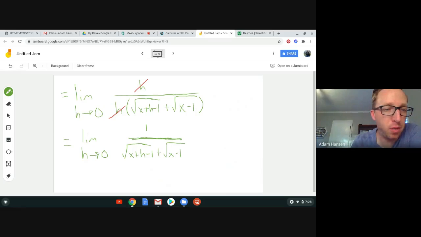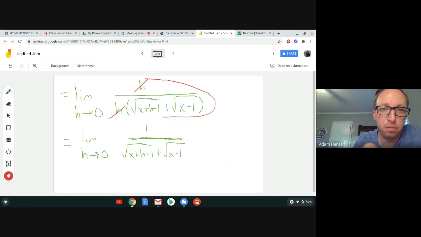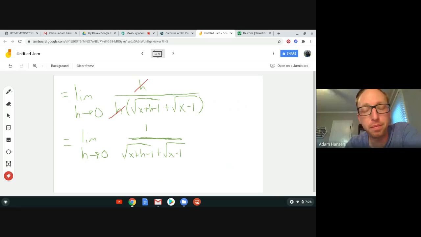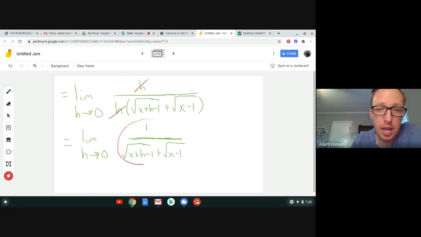Now we've actually done something rather important here. Before I canceled out the h in the line up above, could I substitute in 0 for h? No. I'd be dividing by 0 in doing so, and that'd be undefined. After I cancel out that h, am I allowed to substitute in 0 for h? And the absolute answer is absolutely. This 0 right here would not give me a 0 in the denominator.